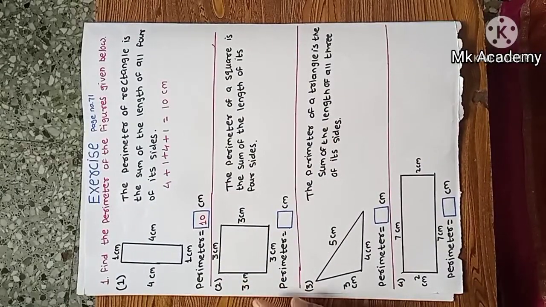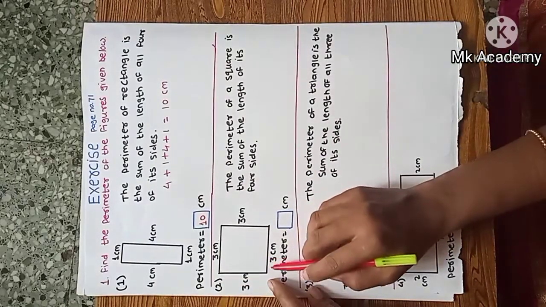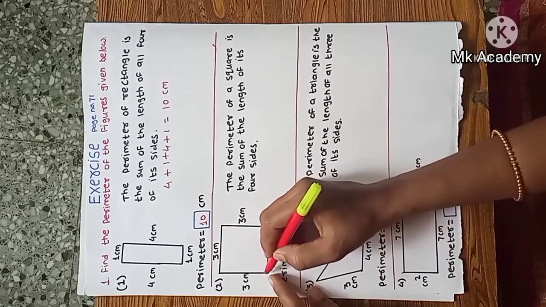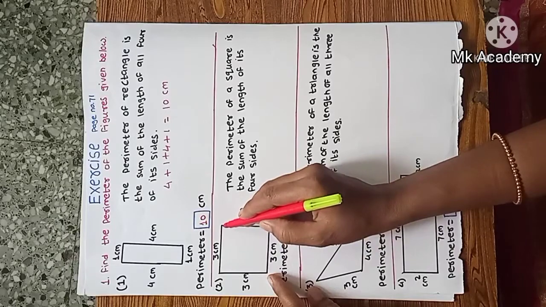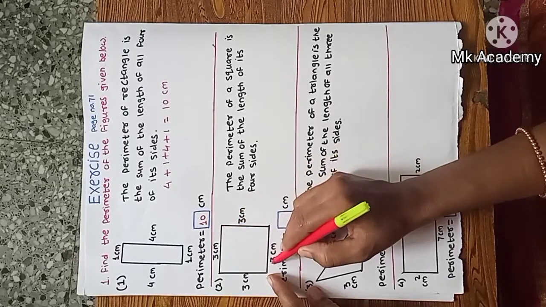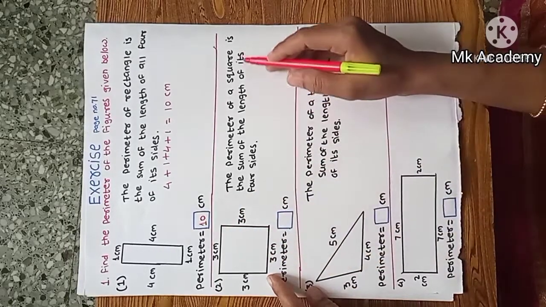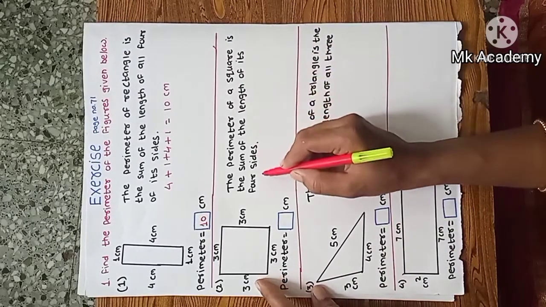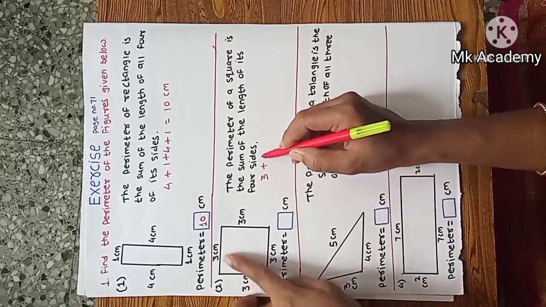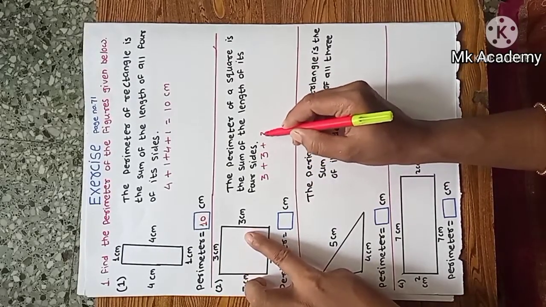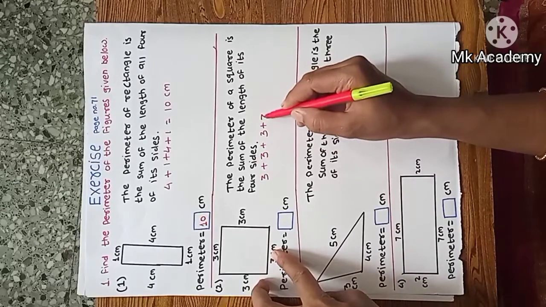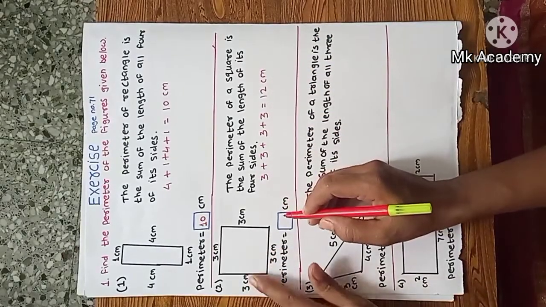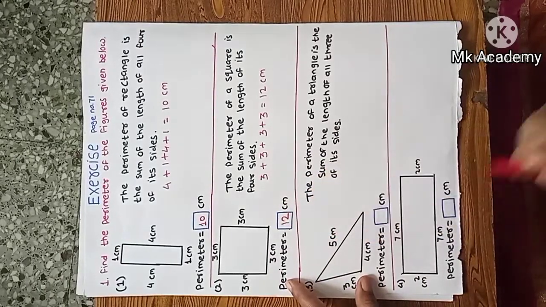Now next example, second. This figure is a square because all sides are equal in length. See this side is 3 centimeter, this is also 3, this is also 3 and this is also 3 centimeter. The perimeter of a square is the sum of the lengths of its 4 sides. 3 plus 3 plus 3 plus 3 is equal to 12 centimeter. Means the perimeter of this figure is 12 centimeter.